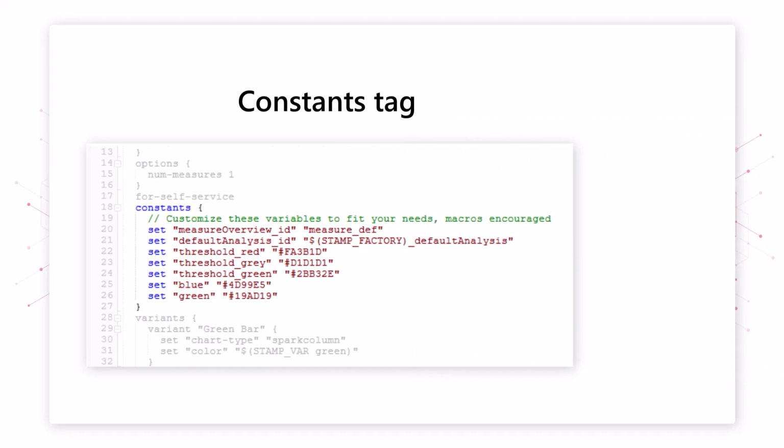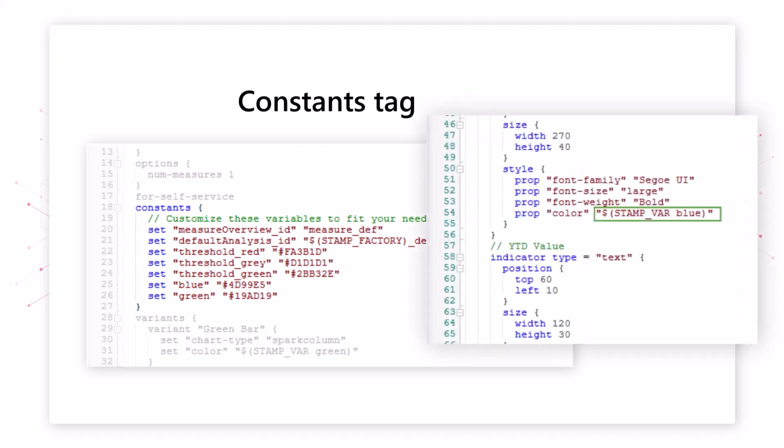You can use stamp macros throughout the stamp file to reference the stamp variables you set in the constants section. For example, this macro references the blue stamp variable in the constants section.